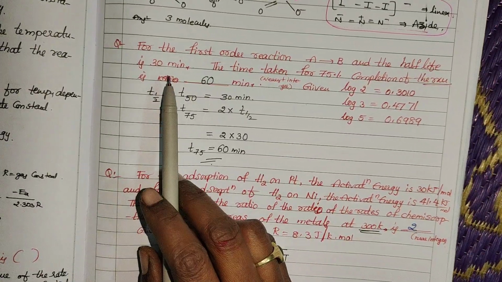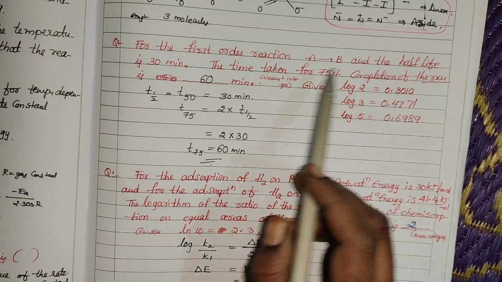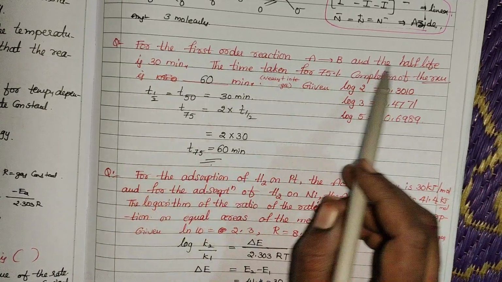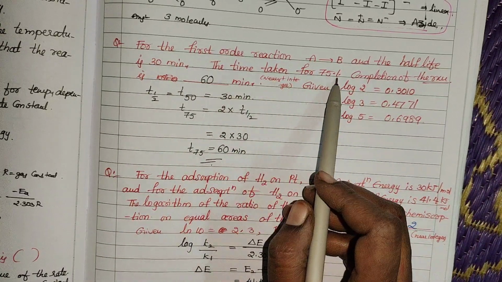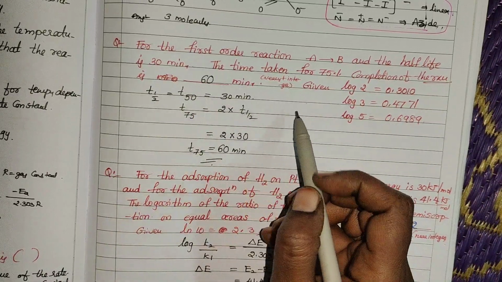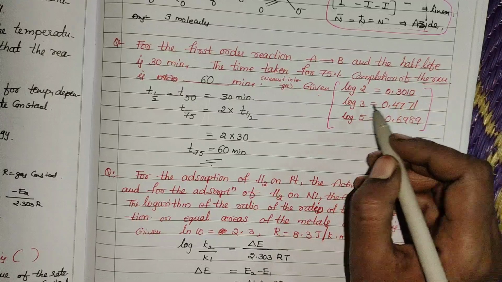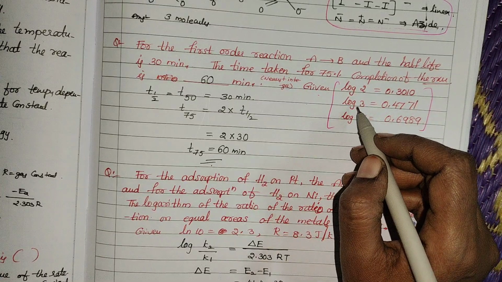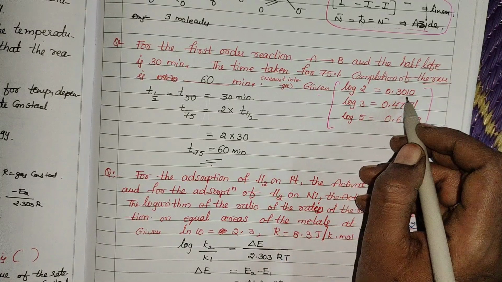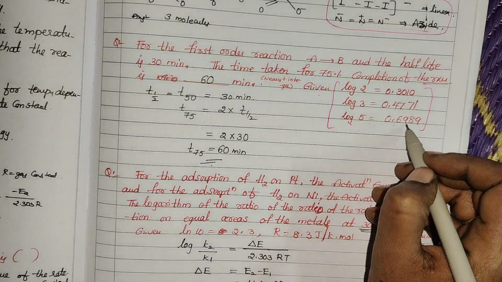Next question from chemical kinetics. For the first order reaction, A gives rise to B, and the half-life is 30 minutes. Time taken for 75% completion of the reaction, how many minutes will it take? Given data: log 2 value 0.3010, log 3 is 0.4771, log 5 is 0.6989.